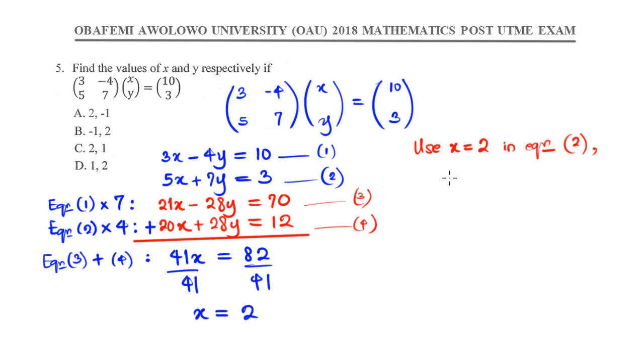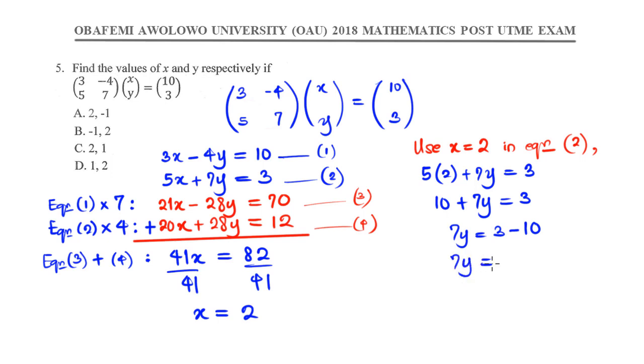So I'm going to have 5 multiplied by 2 and not 5x again. So 5 into bracket 2 plus 7y is equal to 3. Now 5 multiplied by 2 is 10. I have 10 plus 7y is 3. When 10 moves to the right hand side, it will change sign to be minus 10. So I have 7y is equal to 3 minus 10. And 3 minus 10 is minus 7. So if I divide both sides by 7, the value of y I will get to be minus 1.